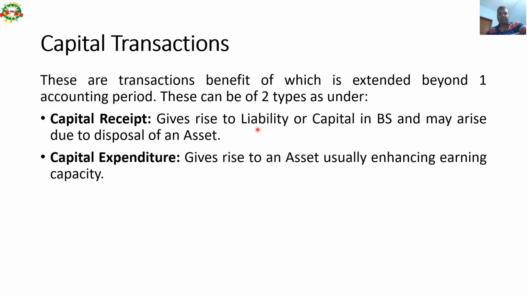Capital receipts give rise to a liability or capital on the left side of the balance sheet, and may arise due to disposal of an asset. If we sell an asset, then liability or some capital will increase. Capital expenditure gives rise to an asset, usually enhancing earning capacity. So capital expenditure is when the company purchases a new asset which normally increases the earning capacity. It is called capital expenditure.